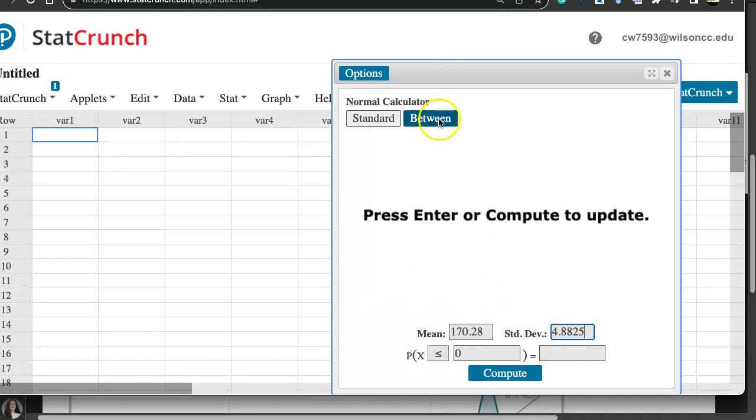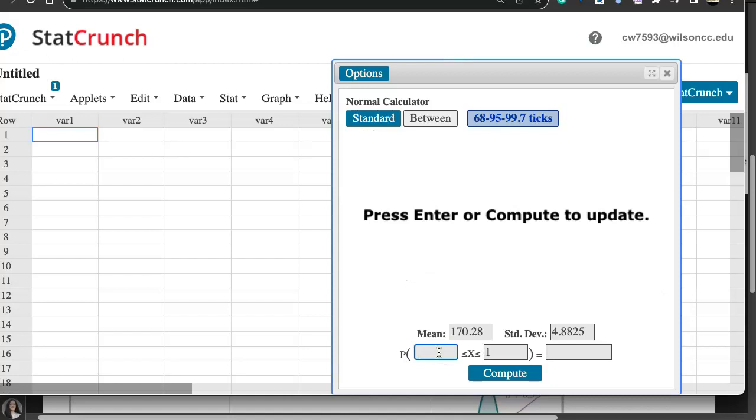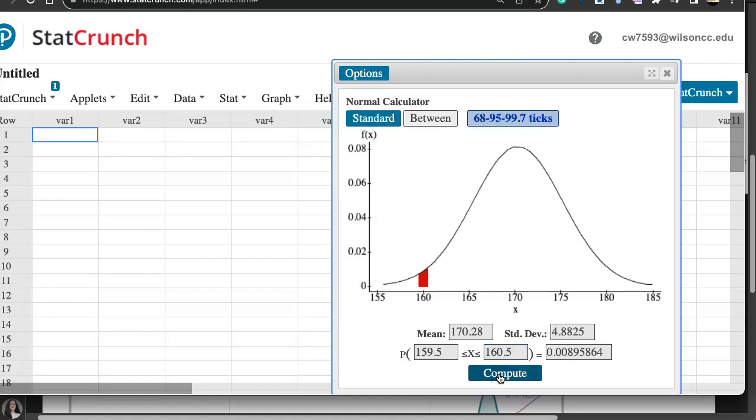Next, I'm really doing a between type of probability. StatCrunch first assumes you might want a standard one, that's just x is less than or greater than or equal to a particular value. But we want to do the between type. And here's where we will give StatCrunch 0.5 below our desired value, which was 159.5, and 0.5 above our desired value, which was 160.5.